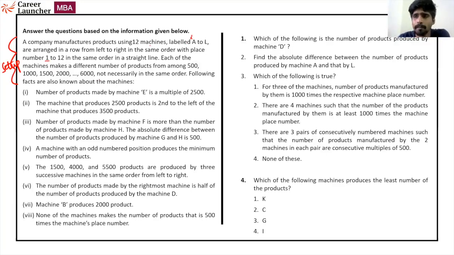A corresponds to 1, B corresponds to 2, C corresponds to 3. Similarly, L corresponds to 12. That is already given. So one kind of arrangement is already sorted. That means what needs to fall in place is probably only the numbers. Each of the machines makes a different number of products among 500, 1000, 1500, 2000, and so on up to 6000. So the number of products manufactured by all the machines are multiples of 500. Okay, now these are the numbers that are there in the question, 500 to 6000, multiples of 500.